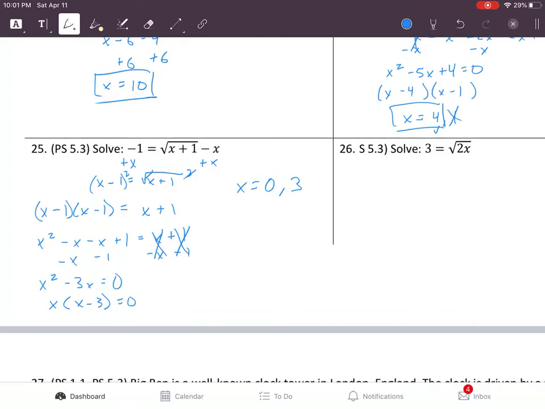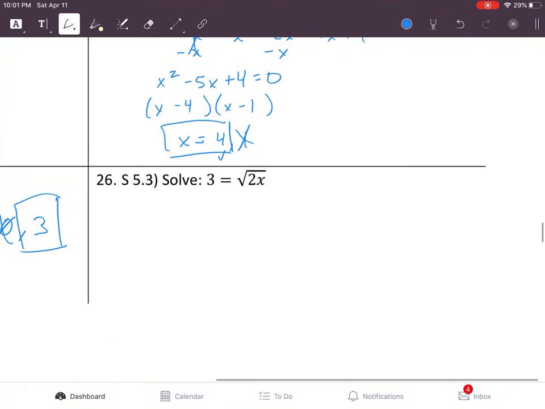So again, we put these into the equation and see what we come up with. If we put 0 in there, 0 plus 1 is 1. The square root of 1 is 1. And 1 minus 0 is 1. But that doesn't equal negative 1, so that one does not work. We put 3 in there. 3 plus 1 is 4. The square root of 4 is 2. And 2 minus 3 is negative 1, so that one does work. So the only answer is positive 3.